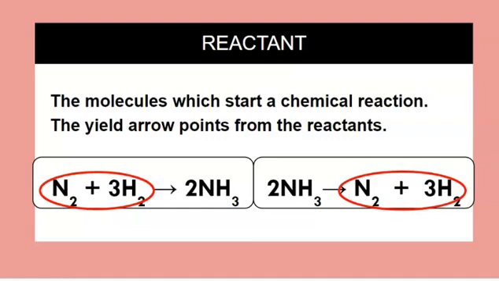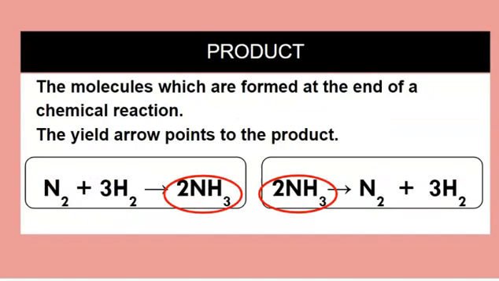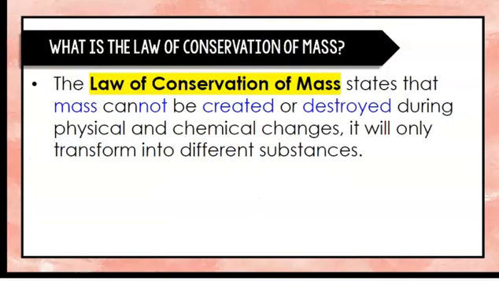Of these two below, you will see that the left side has the reactants circled, but the right side has the products circled. Now, a product is the molecules which are formed at the end of a chemical reaction. Remember, the yield arrow points from the reactants to the products. So in the 2 boxes below, the NH3 is the product on the left side, but the reactant on the right. In order to write proper balanced chemical equations, we need to remember the law of conservation of mass.